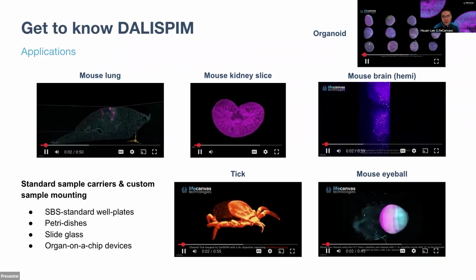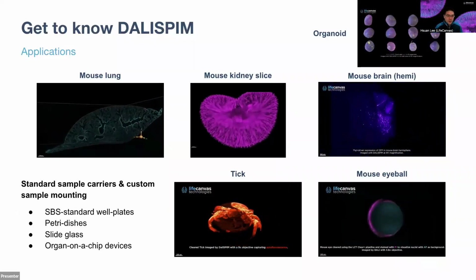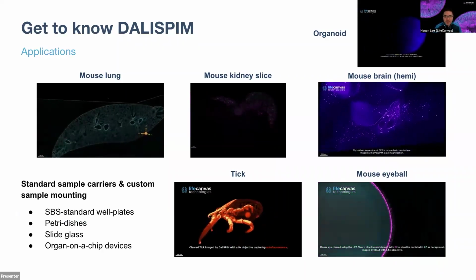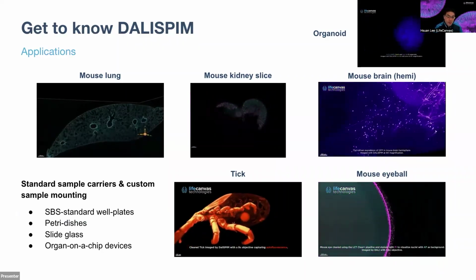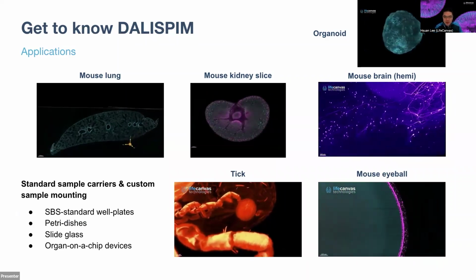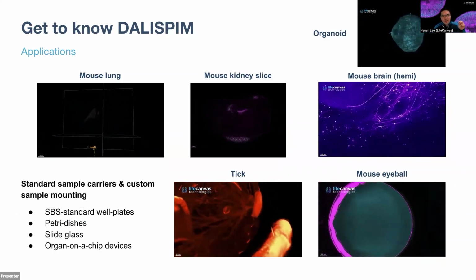Other than the organoids or mouse brain slices that I showed before, we can actually do more on the DALISPIM. We imaged mouse lung, kidney slice, hemisphere, eyeball, and we also imaged a tick just for fun. Or for revenge: my colleague Zach was bitten by a tick, and then he took it out, cleared it, and imaged it on the DALISPIM.